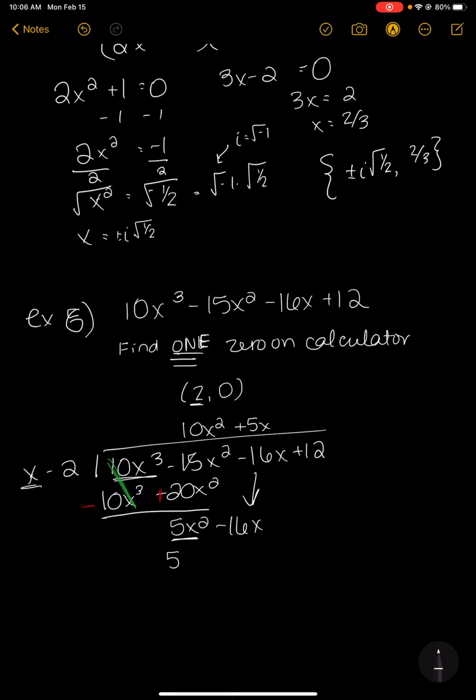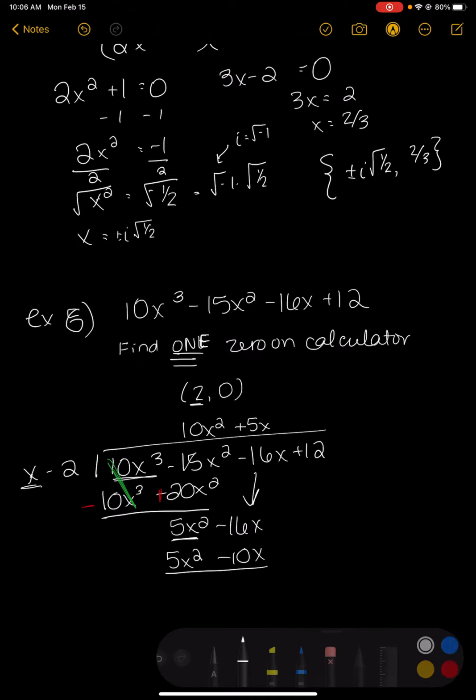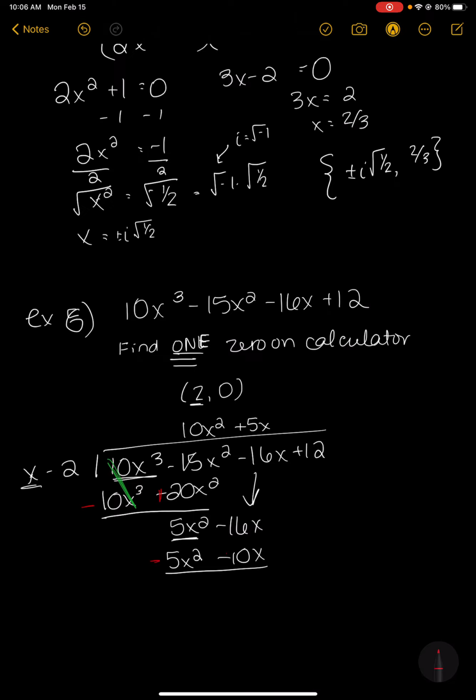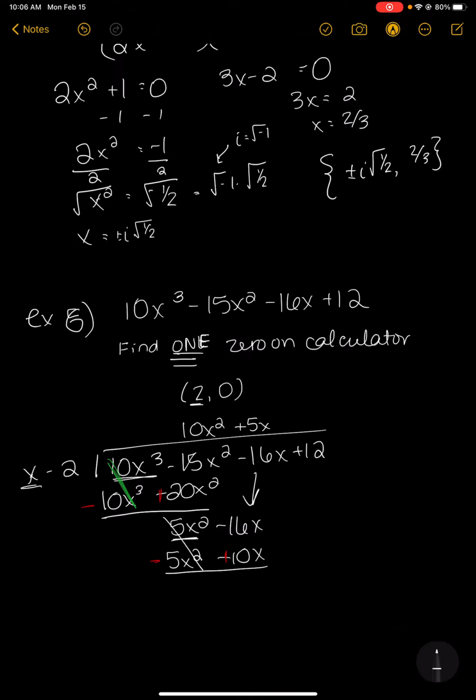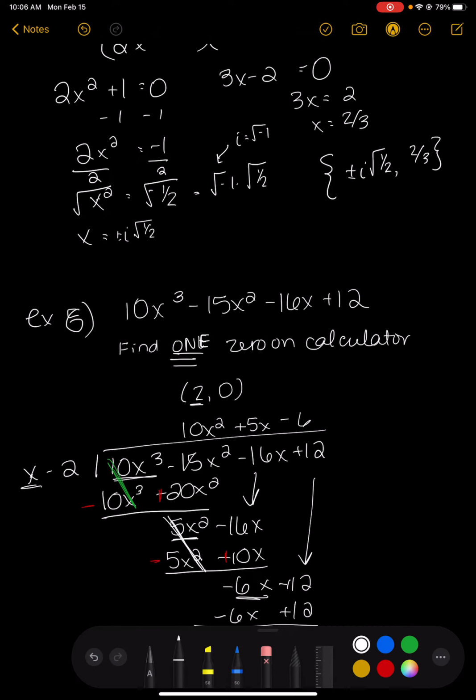5x times x gives me 5x squared. 5x times a negative 2 gives me a negative 10x. Draw my line and subtract. And we find that 5x squared cancels out, and negative 16x plus 10x gives me a negative 6x. Bring down the 12. And then we've got x times what gives me negative 6x, and that's a minus 6. And so once we get there, we see that everything here is going to cancel out.